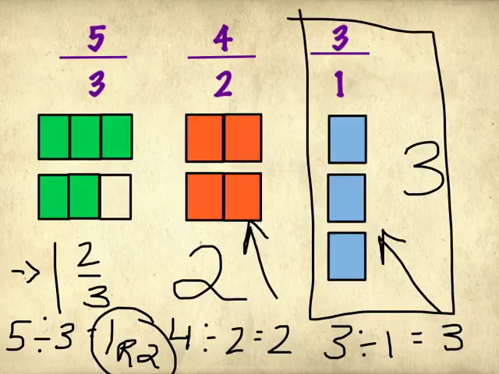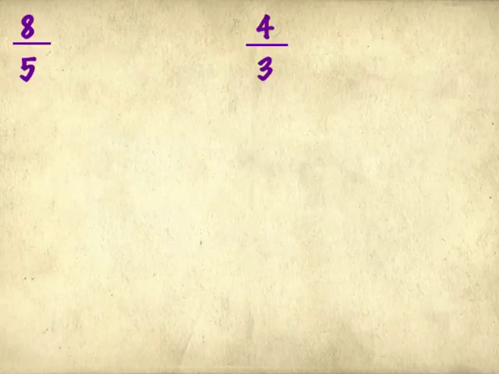So another way that you can convert an improper fraction to a mixed number is by dividing the top number by the bottom number. Whatever your whole number is will be your whole number in your mixed number, and whatever your remainder is will go over this bottom number to make your fraction. So let's try a few more quick examples.